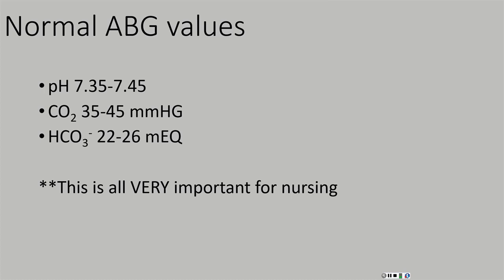You need to know that pH range, 7.35 to 7.45. You also need to know the normal CO2 partial pressure, 35 to 45. We mentioned that back in respiratory. And you need to know the normal bicarbonate ion concentration, which is 22 to 26 milliequivalents.